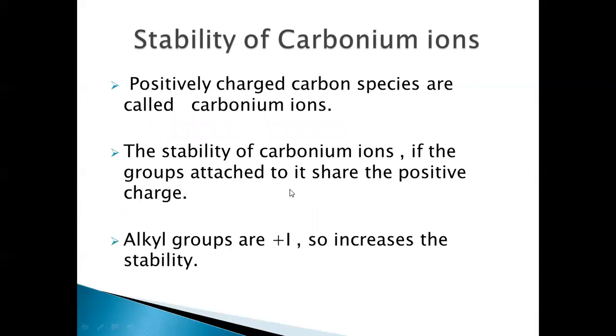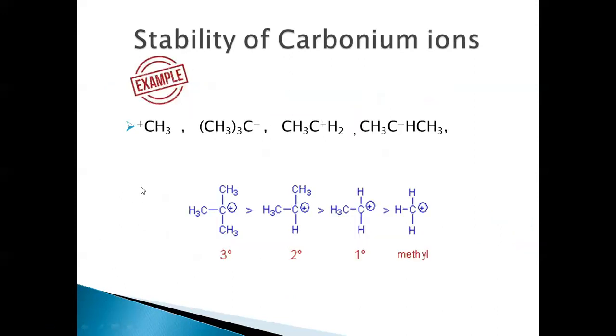Now coming to the stability of the carbonium ions here, what is a carbonium ion? Let's understand what a carbonium ion is. A positively charged carbon species is called a carbonium ion. For example, CH3 plus or CH2CH3 plus, and so on. Let's understand the order of stability of these carbonium ions.